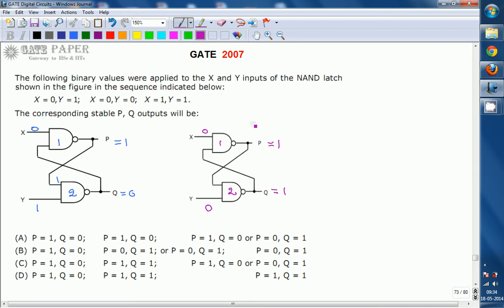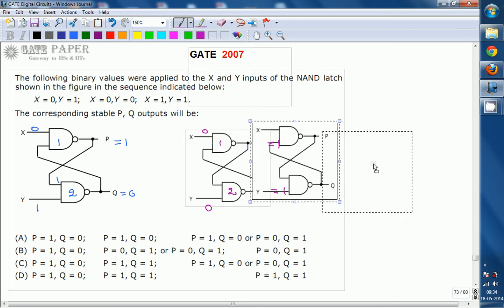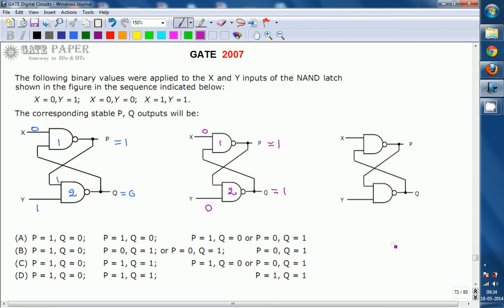And the third set we are applying is X is equal to 1, Y is equal to 1. So you cannot predict the output value now, because if the input to the NAND gate is 1, the output directly depends on the other inputs. Whenever one of the inputs is 0 for a NAND gate, the output is definitely 1, you can predict that. But whenever one of the inputs is 1, you cannot predict the output; it depends on the other inputs. Now we don't know the values of P and Q.